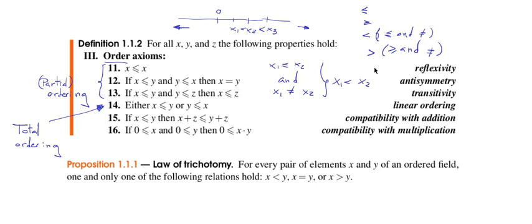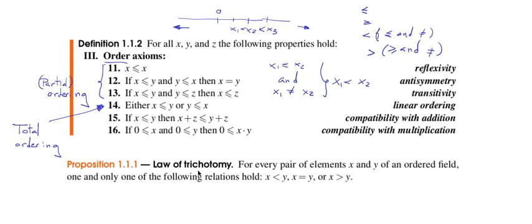Using these properties, from 11 to 16, and then before for the field axioms, we have all the elements we need to prove anything we need to prove about real numbers. So then we'll start dealing with that.